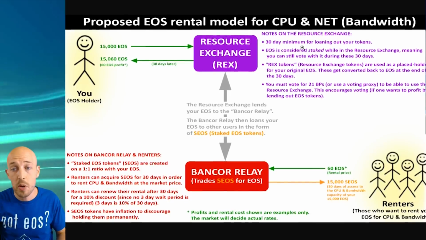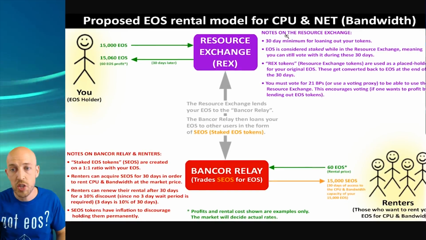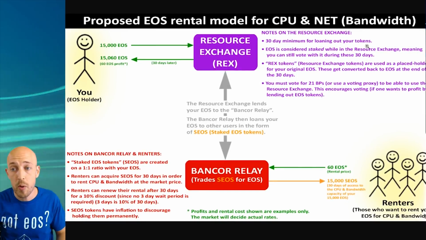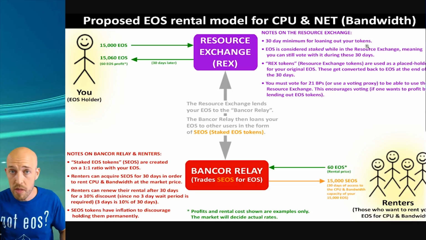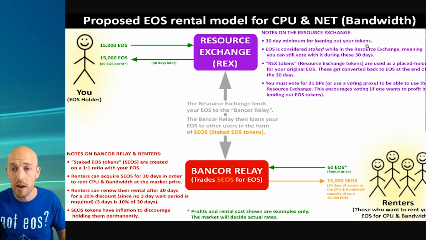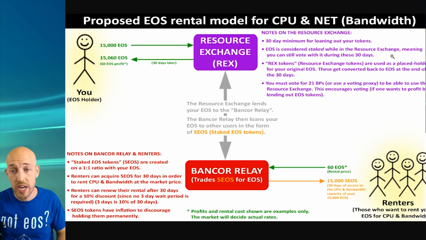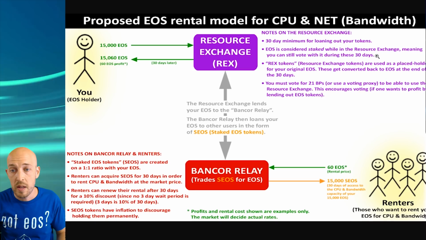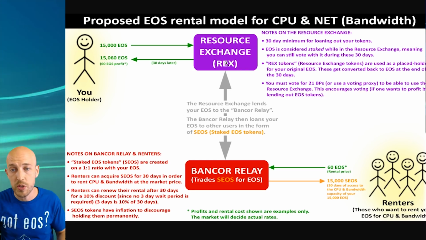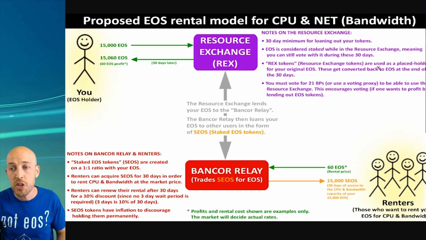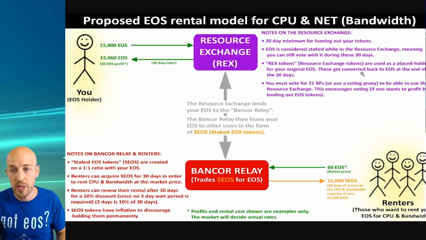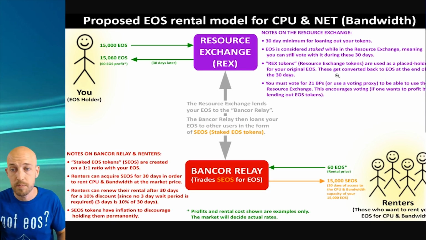And you'll see I have some notes here on the side of the resource exchange. So there is a 30-day minimum for loaning out your tokens. You can do it more than that, and you can do it infinitely if you want, but there's a minimum. EOS is considered staked while in the resource exchange, meaning you can still vote with it during these 30 days. These REX tokens, which I didn't get into a whole lot, are used as the placeholder for your original EOS. And these get converted back to EOS at the end of these 30 days.